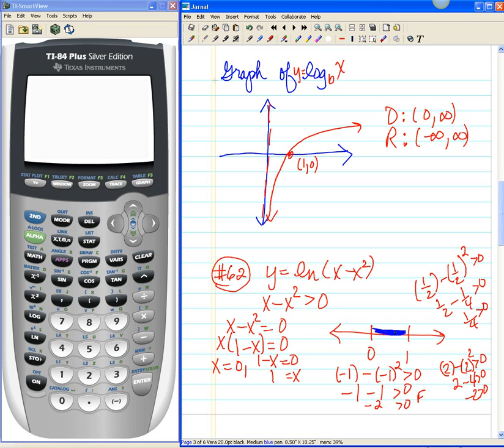between the values of 0 and 1. We can't include the endpoints because it's strictly greater than. So the domain of this function is going to be the interval from 0 to 1.